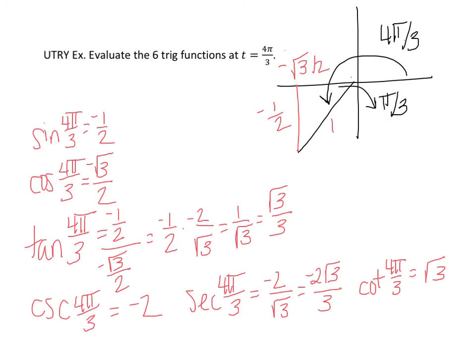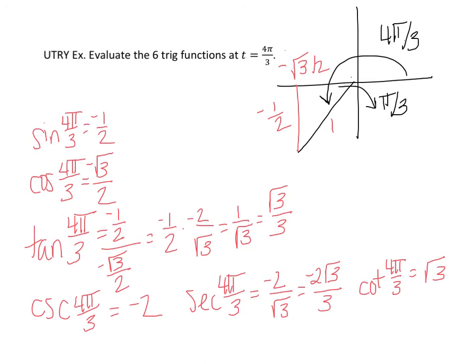Okay, this should look familiar. First of all, we had to locate 4 pi over 3. So if I think of my coordinate plane in thirds, here's 1/3, 2/3, 3/3 pi, and then I've got to go one more, so I'm going to be down here. 4/3, which means I'm going to have a third left over.